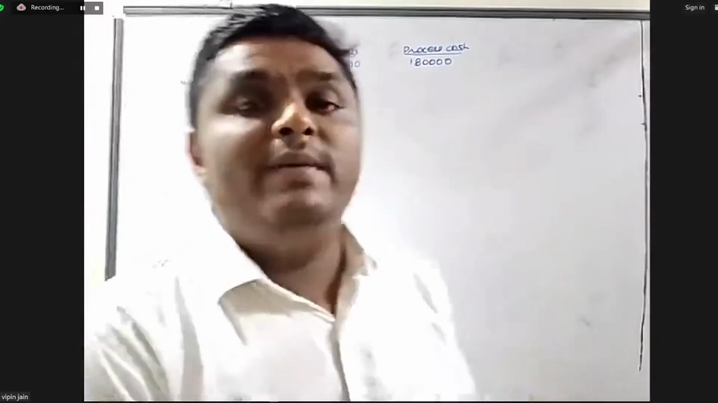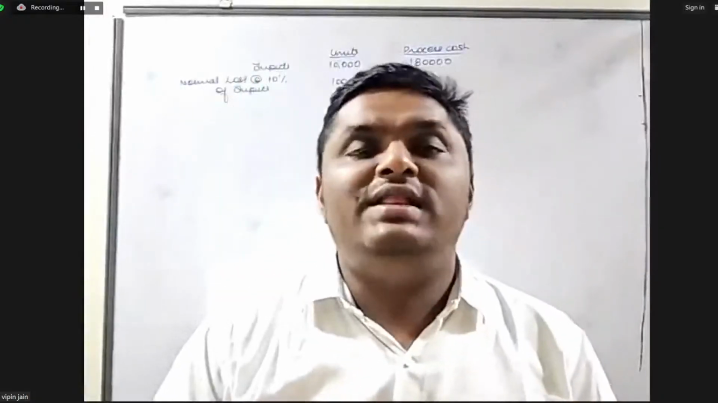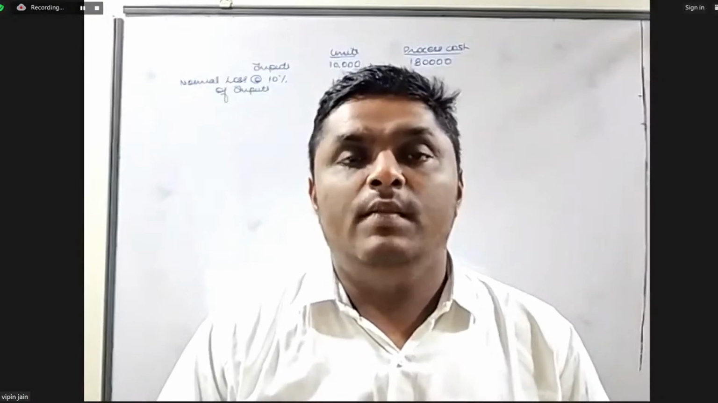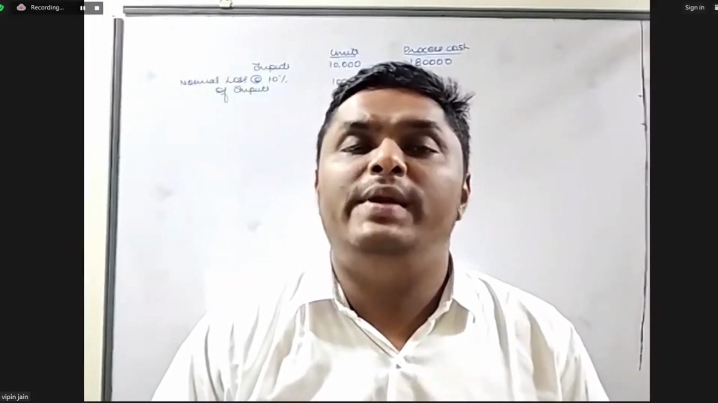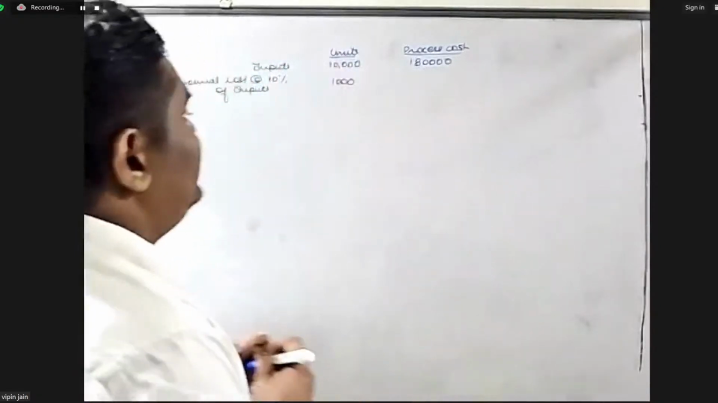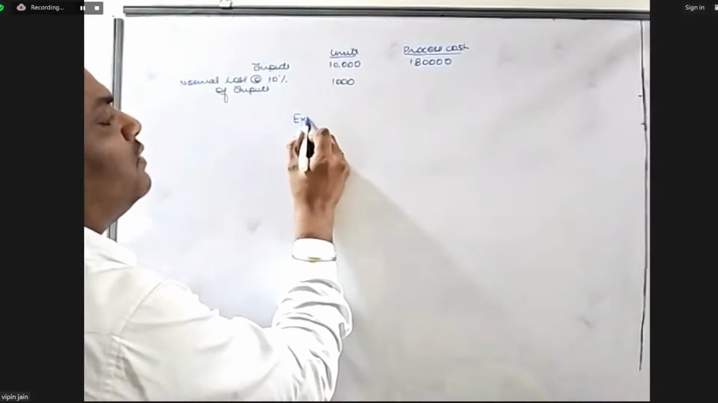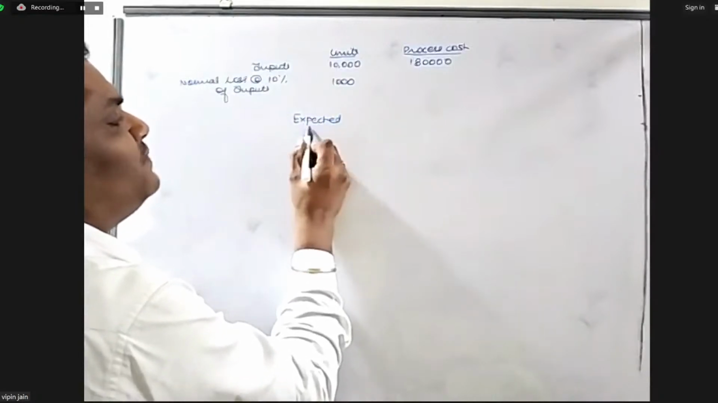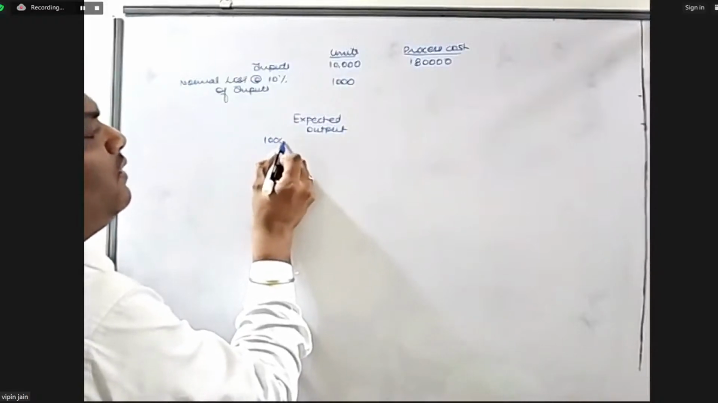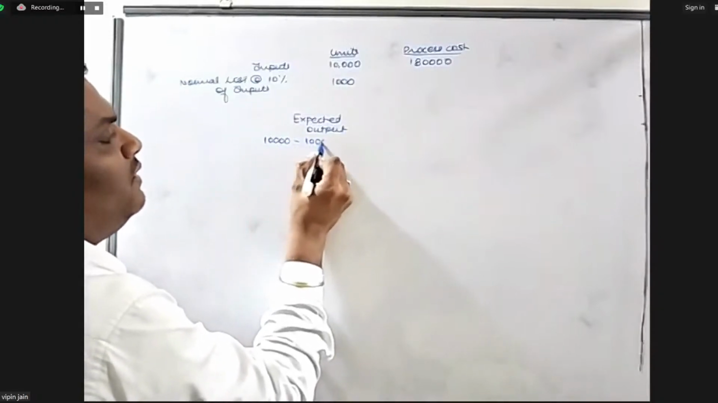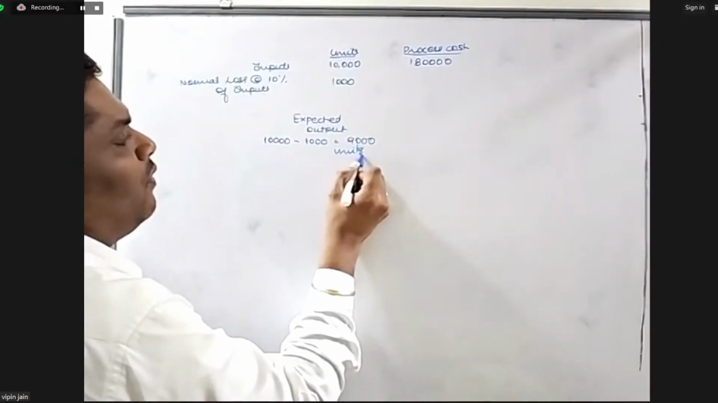Now, how much will be my expected output? See, guys, the input was 10,000 units. Further, the management predicted well in advance that the normal loss will be 10% of the input. So it means my expected output will be 10,000 minus 1,000, that is 9,000 units.